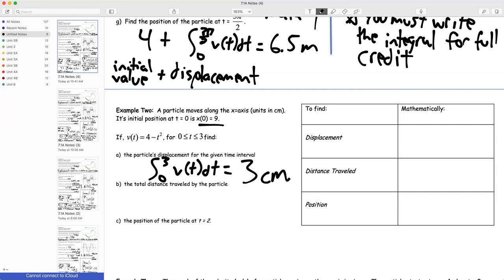All right. Given the total distance traveled by the particle, that's going to be the integral from 0 to 3 of the absolute value of v of t dt. So take your calculator and plug that one in.